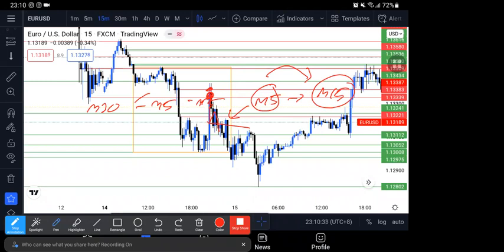Lepas tu sekejap lagi bila kita nak entry tu, kita kena masuk dekat rejection tu. Entry awal memang dekat rejection lah. Contoh kan, kalau kita punya key level tu, dia tak break. Lepas tu dia reject. Jadi kita masuk kat line tu ke?